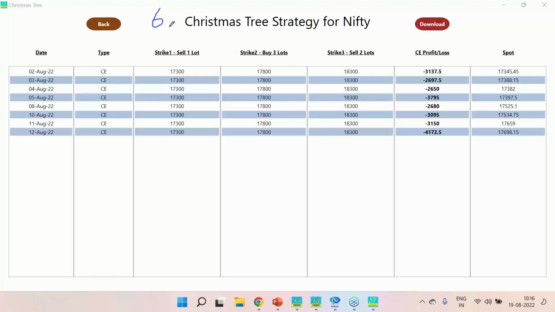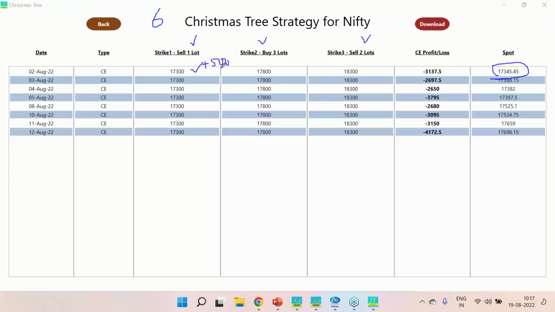So what we are doing here, 3 trades in the call option have to be entered, and 3 trades in the put option have to be entered. So now the system is making a choice. Wherever the Nifty is, on 1st of August or 2nd of August, Nifty is around 17,300. So it is selling a 17,300 call option. We have taken a 500 depth, so it is adding plus 500.